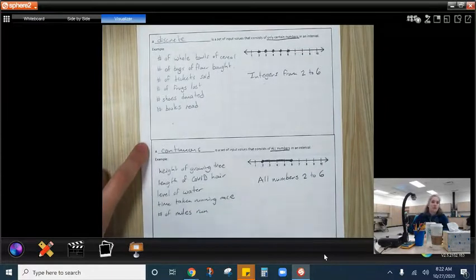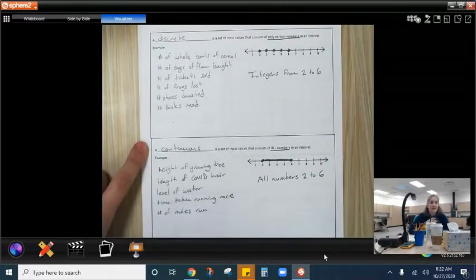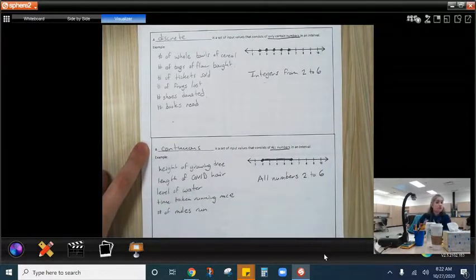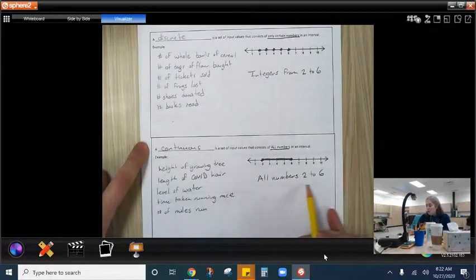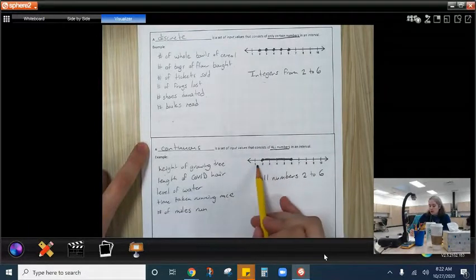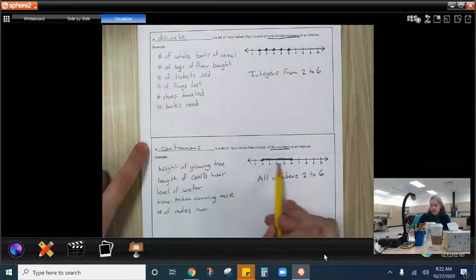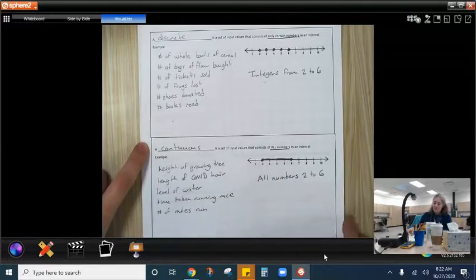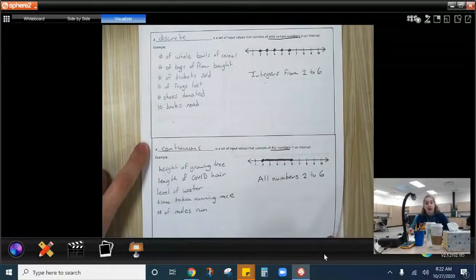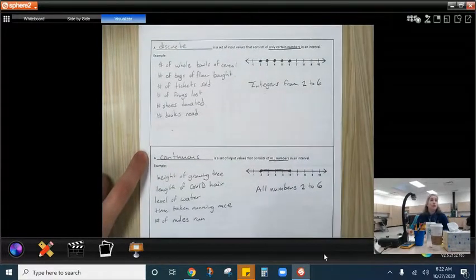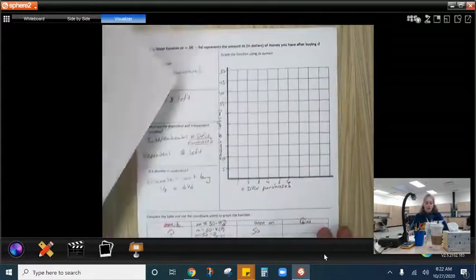Things that are continuous are things that we can have any amount of. So like the amount of time taken to run a race, or the height of a growing tree, or the length of COVID hair before hair salons opened up. So all numbers between 2 and 6. So it would have something that looks like this for continuous. So let's take a look at how we would use that when we graph and what it would look like.